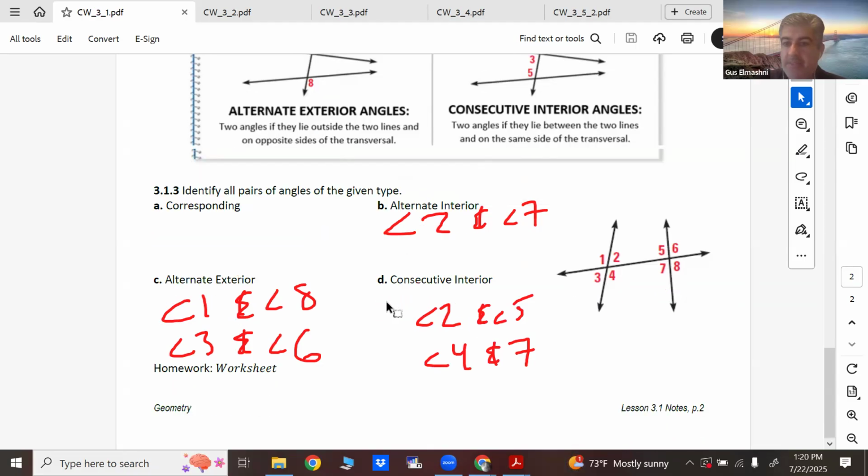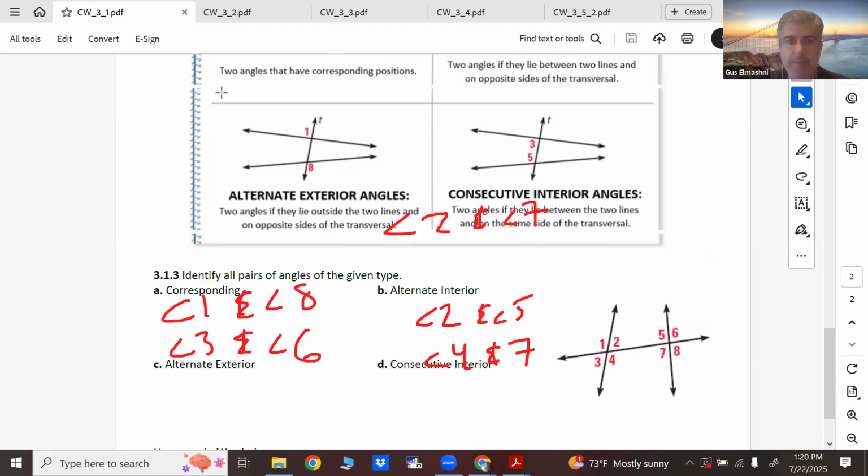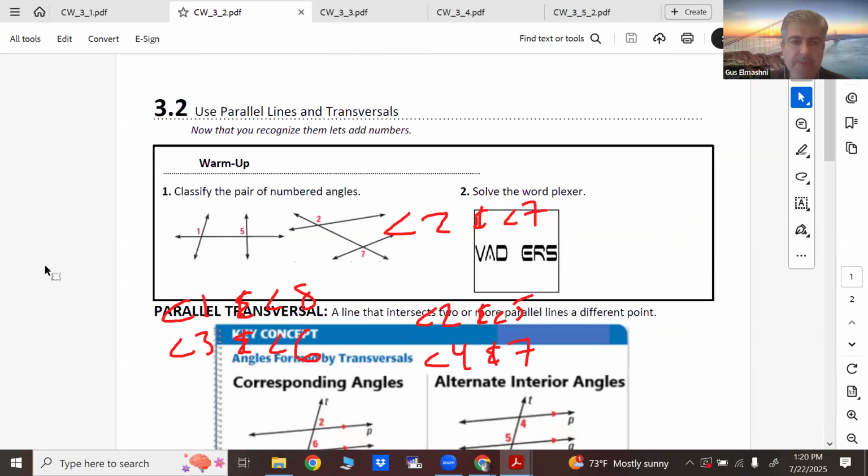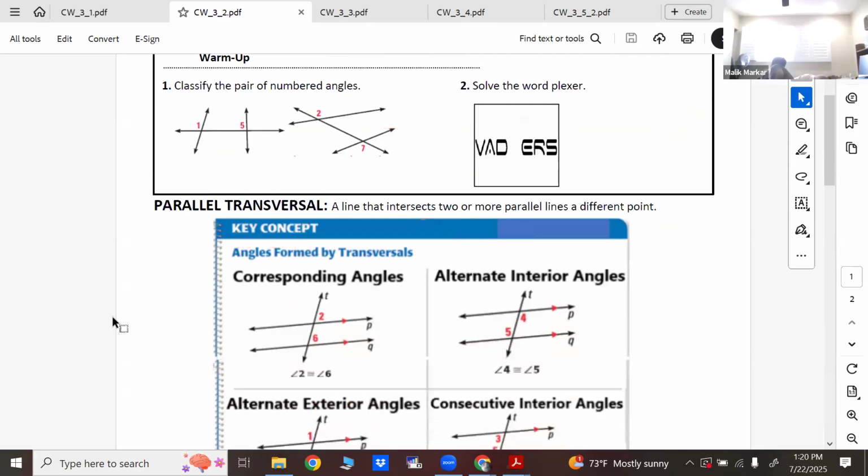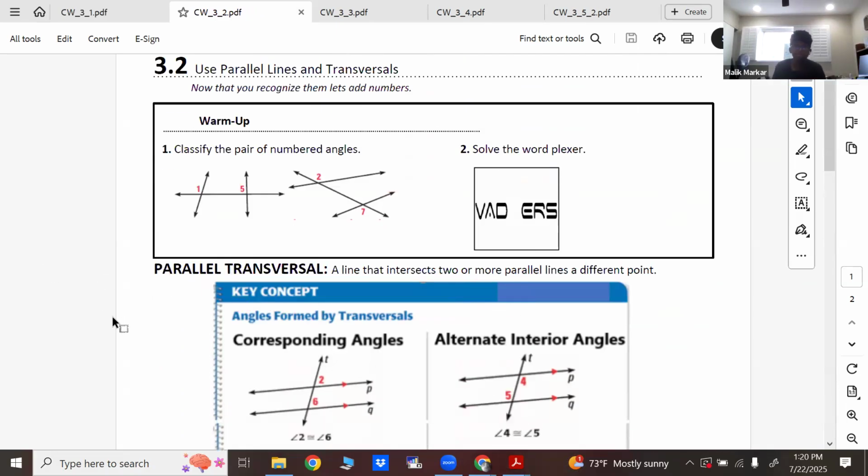So that covers that lesson. Does that terminology make sense, and all the labels? That's going to be very important for some stuff we do later on. Now, what if the lines are parallel?